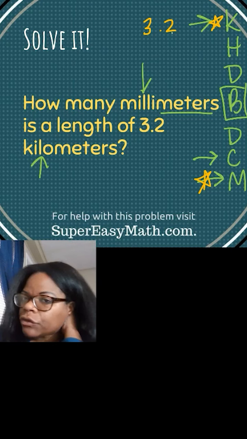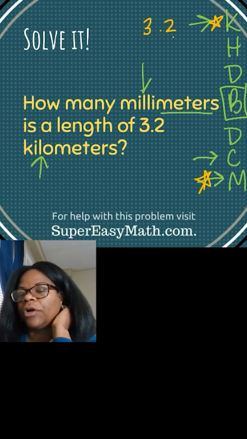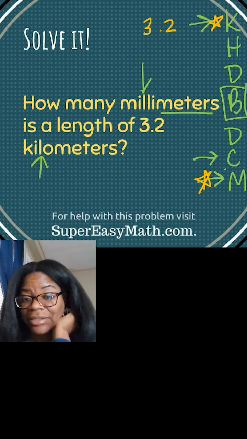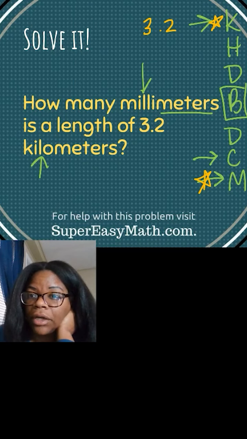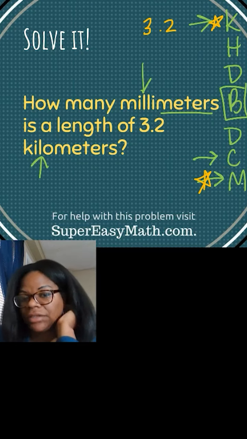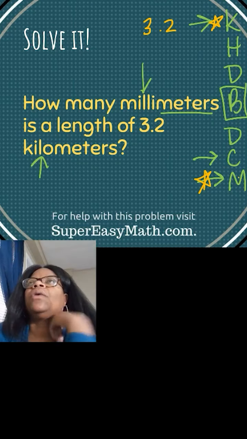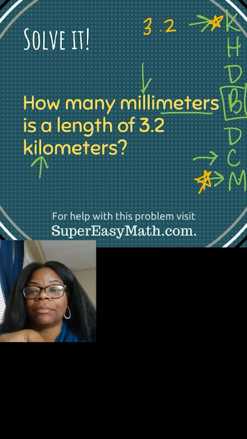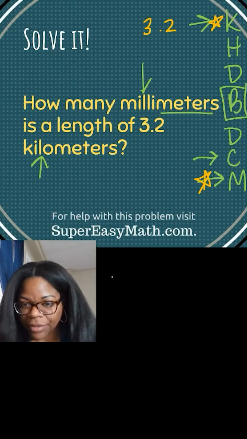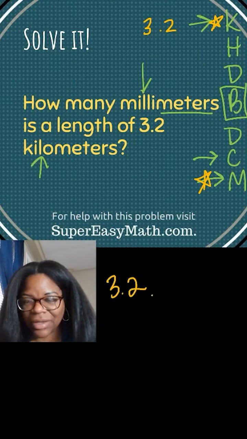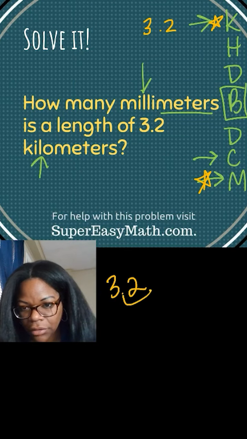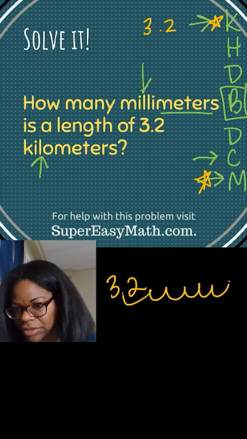So if I know 3.2 kilometers is where I'm starting and I need to go down to here, I need to count how many steps away I move. So I go 1, 2, 3, 4, 5, 6, okay? I go 6 steps away. Well, when you're going down, you're going to move your decimal to the right. However, if you were to start at the bottom and go up, you would move your decimal to the left. So I'm going to start with 3.2 and I'm going to move to the right 6 spaces. 1, 2, 3, 4, 5, 6.